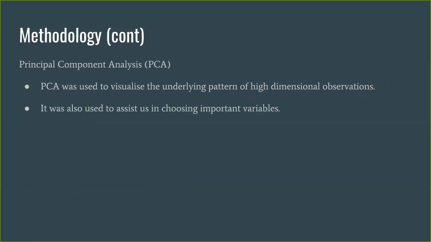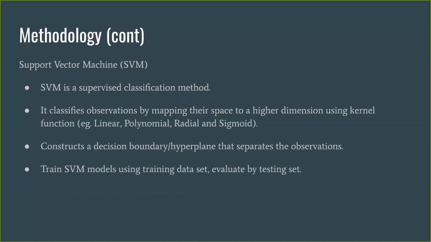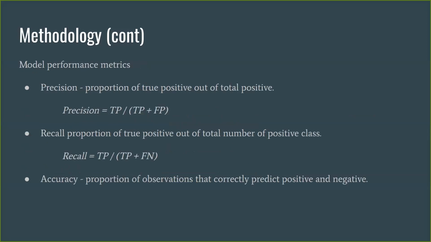We then use the principal component analysis method on the selected variables to have an observation of the underlying pattern of the observations. It was also used to shortlist the important variables that we will use for our SVM method. So next slide. SVM is a supervised classification method. It changes the observations into a higher dimension using a kernel function. And we have separated the data set into training and testing sets by a 70 to 30% ratio. Next slide.